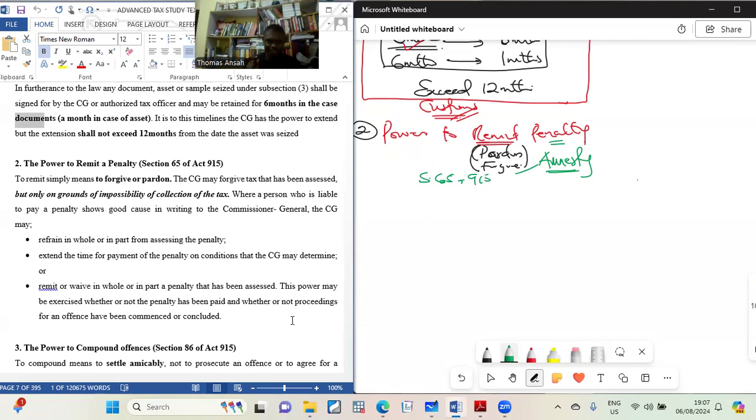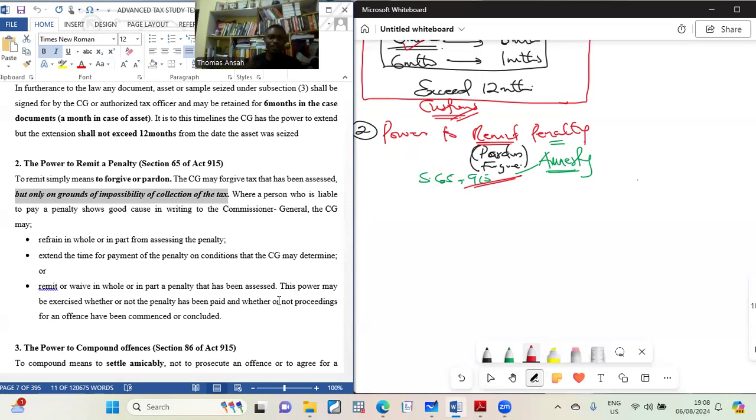Now, what's this caveat? The caveat is that he is only forgiving you on the grounds that it is impossible for him to collect it. That it is impossible for him to collect the money. So it's not like he's actually really forgiving you, but it is impossible for him to collect the money. And so in such cases, he has the power to remit on the grounds of impossibility to collect the tax. All right. So please take note of that.